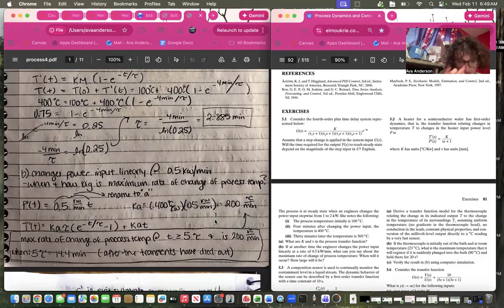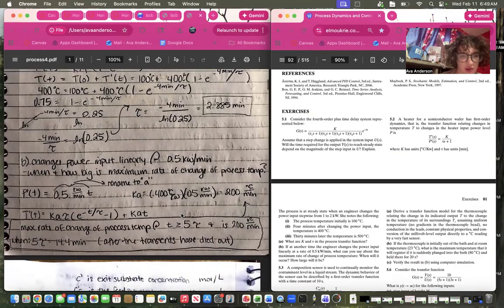And then from there, you can plug that back into T prime of T to solve for the new one. And so the max rate of change of the process temperature at T greater than or equal to 5 tau, and it's also the 200 degrees Celsius per minute, is equal to K of A. This occurs at 5 tau, which is 14.4 minutes. You graph the equation in order to figure that out, but this is only after transients have died out. Yay.